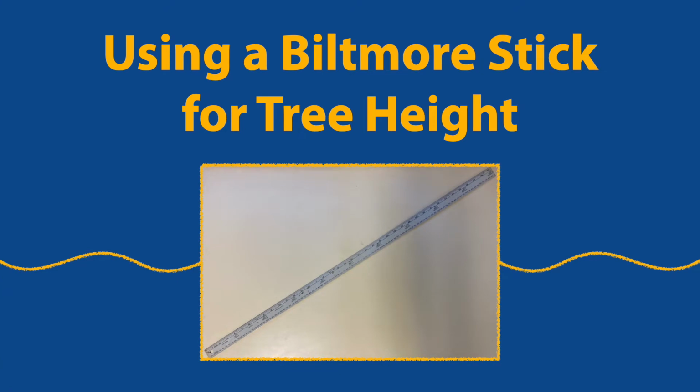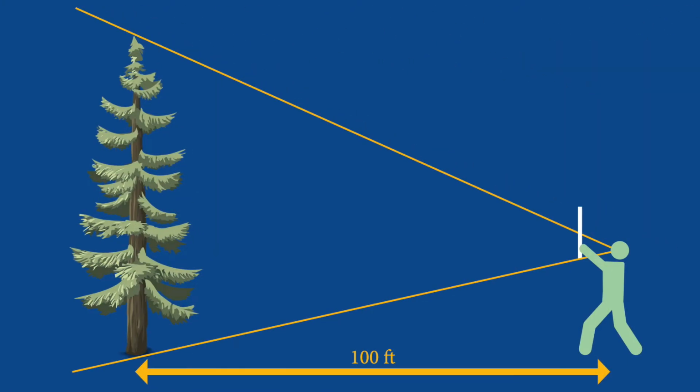The Biltmore or tree stick can also be used for measuring height. Standing 100 feet from the tree, hold the stick out 25 inches from your eye, oriented vertically. Line up the bottom or 0 with the base of the tree, and without moving your head, sight up the stick to the top of the tree and read the height from the scale where your line of sight and the top of the tree intersect. For the 100-foot distance, tree height is read directly. 30% of 100 feet is 30 feet.